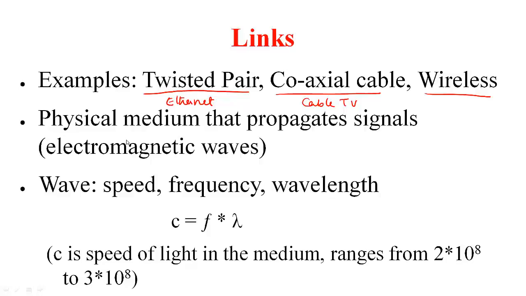Now, when I mention a wave, your physics background should flash this equation in your head, where the speed of light in the medium is given as the product of the frequency and wavelength of the wave. Typically, you are aware of this number. This is the speed of light in vacuum or free space, but typically in some of the copper wires or this coaxial cable, the speed of light is a lot lesser, ranging from 2 into 10 to the power of 8 to 3 into 10 to the power of 8. For example, in coaxial cable, it's only about 60% of the speed of light in vacuum.